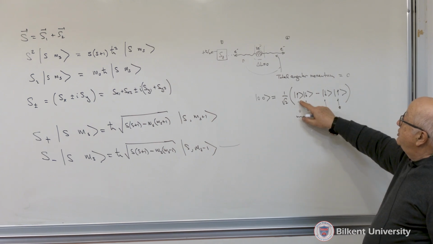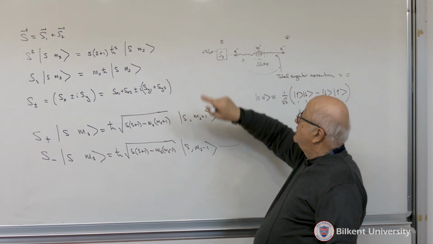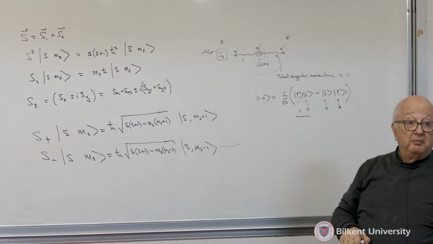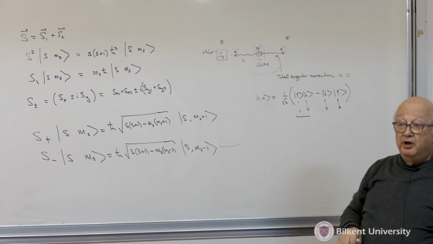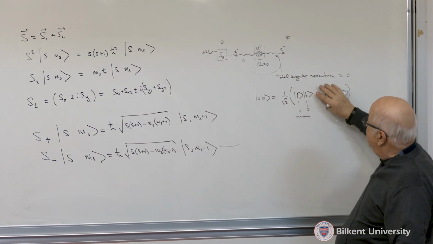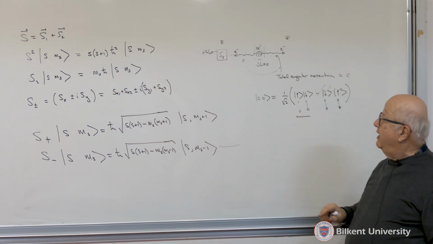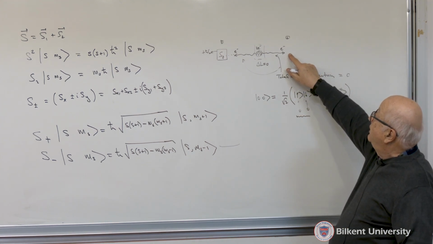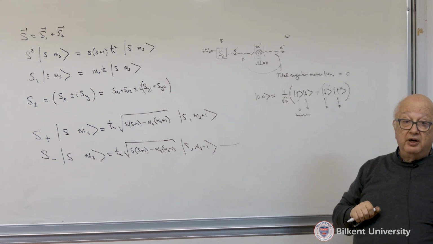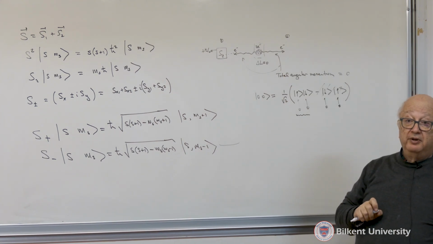But when I measure that the spin of this one is plus h bar over 2, that means my wave function has collapsed into this piece. Then I know definitely that the electron on the other side has down spin.